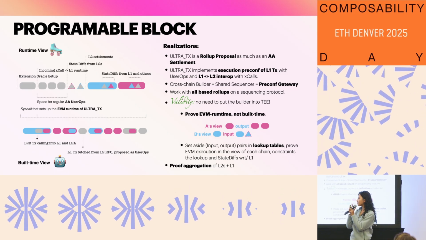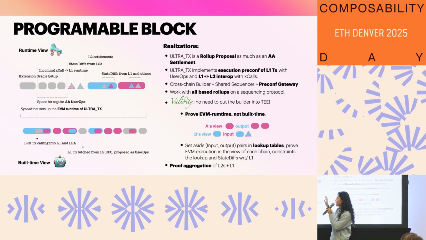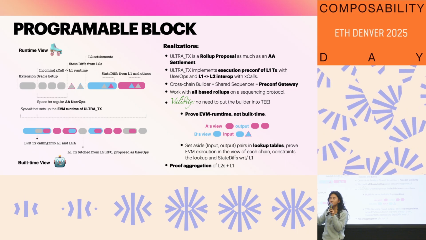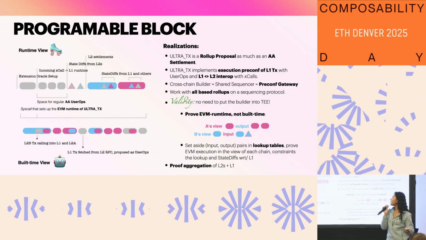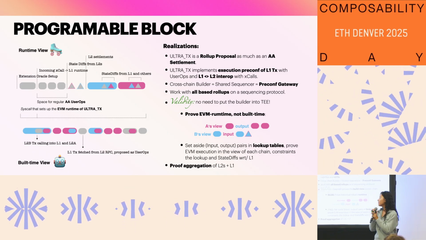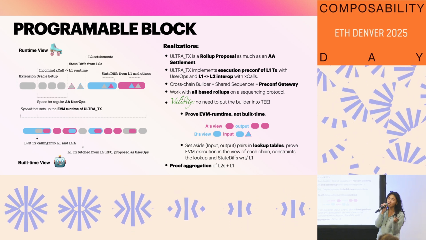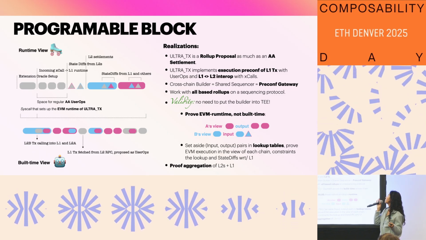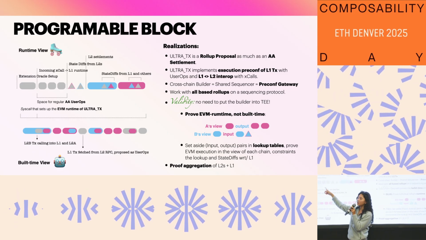So you basically have a coprocessor that processes any information after the settlement of some pre-processed information, right? This protocol has much more extensibility and potential beyond this. And also, some realization that we have is that Ultra transaction is a rolled up proposal as much as an AA settlement. Ultra transaction implements account execution pre-confirmation of L1 transaction when it's processing all these AA user ops.